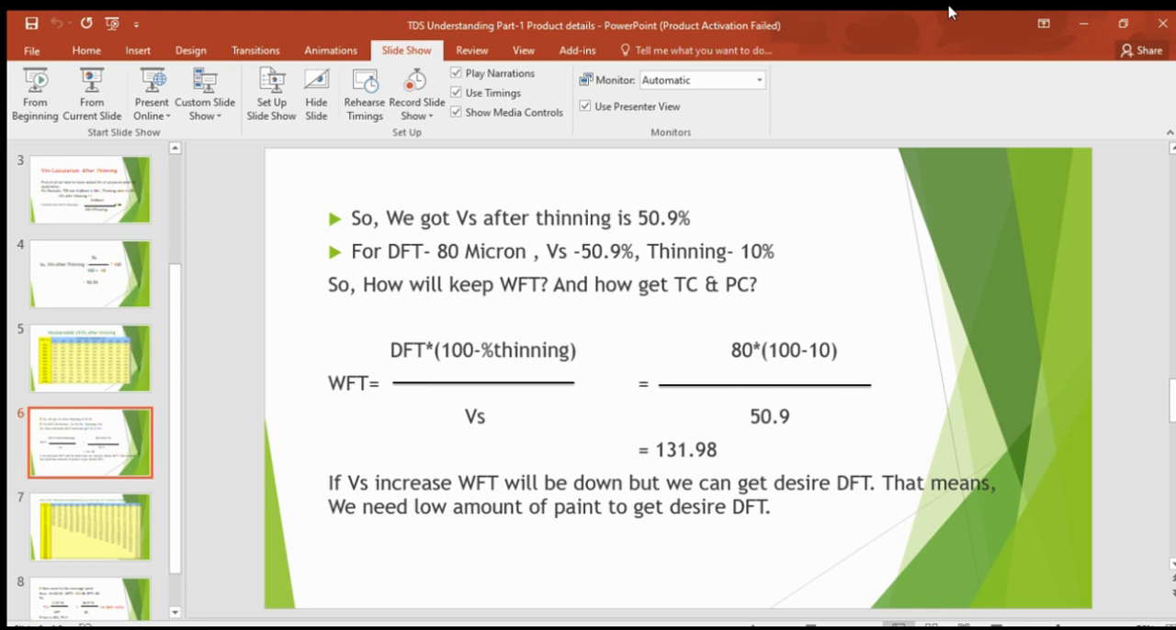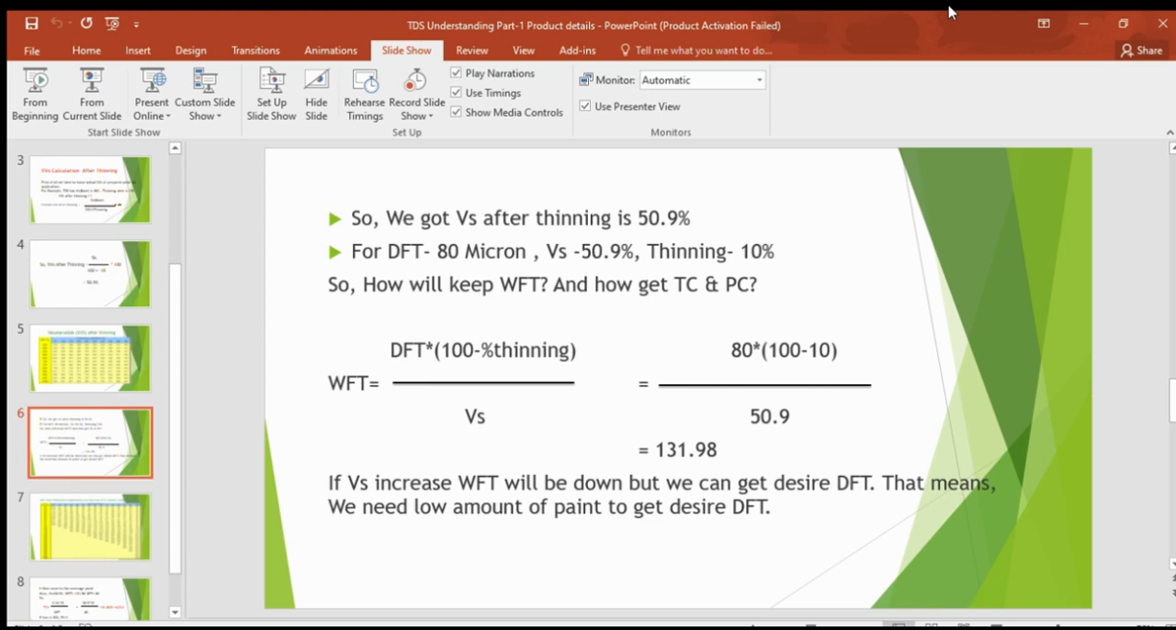So how will we calculate WFT and how do we get technical coverage and practical coverage? Let's see the formula. WFT equals DFT into 100 minus percent thinning, divided by volume solid. So after calculation we got 131.98. If volume solid increases, WFT will go down, but we can get the desired DFT. That means we need a low amount of paint to get the desired DFT.